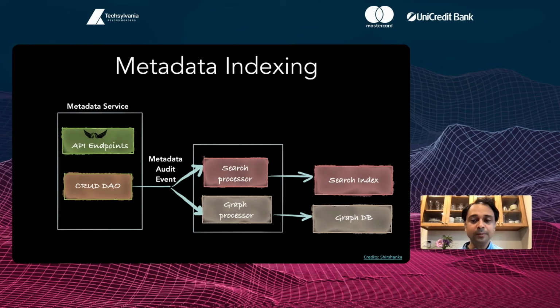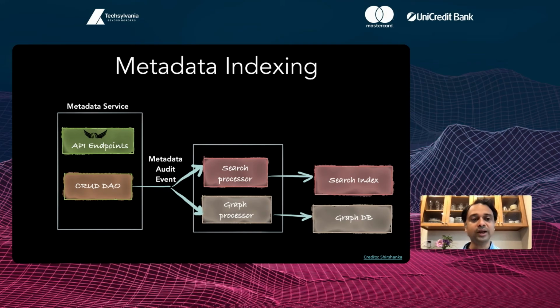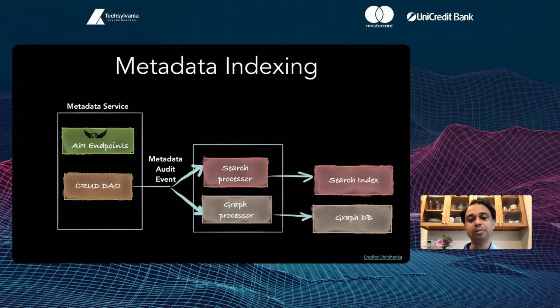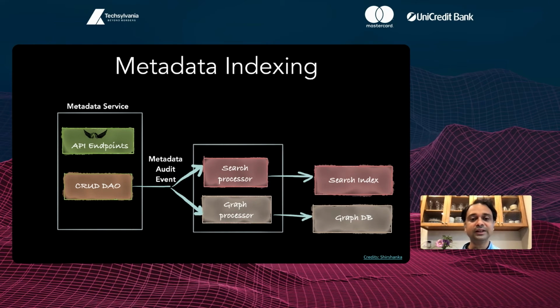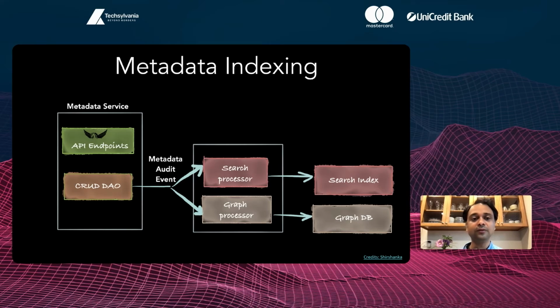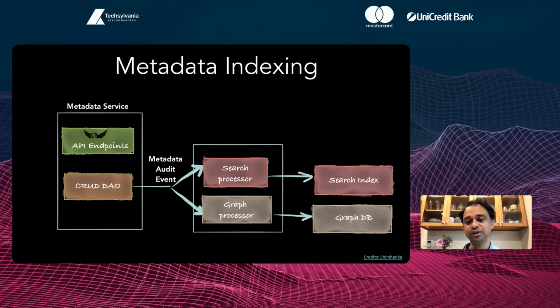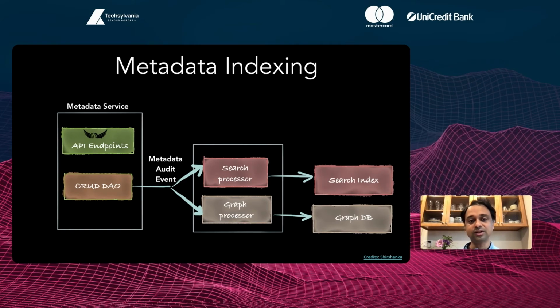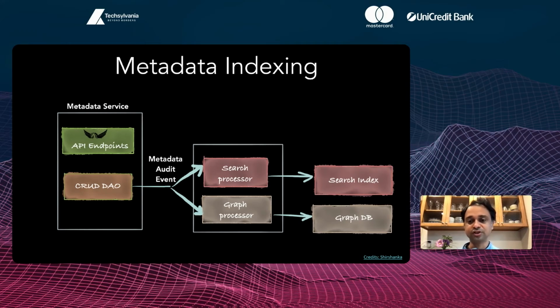One of the main benefits of this architecture was that when they built the metadata service this way, the CRUD operations, so when they changed the metadata operations within that service, would create metadata audit events, which then can get sucked into the search and the graph processor and update our centralized search and graph index. So this really gave us the best of both worlds, right?